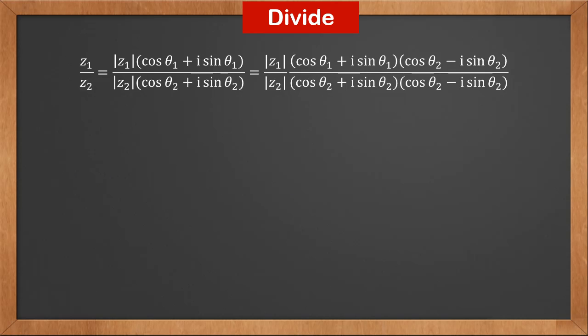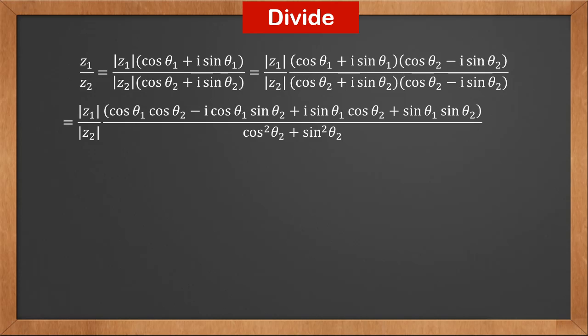Let's see what happens when you divide two complex numbers. z1 over z2 is z1's modulus cosine theta 1 plus i sine theta 1, over z2's modulus cosine theta 2 plus i sine theta 2. Multiply the denominator's conjugate, cosine theta 2 minus i sine theta 2, on both sides. The denominator becomes cosine square theta 2 plus sine square theta 2, which is 1. The numerator is cosine theta 1 cosine theta 2 minus i cosine theta 1 sine theta 2 plus i sine theta 1 cosine theta 2 plus sine theta 1 sine theta 2.